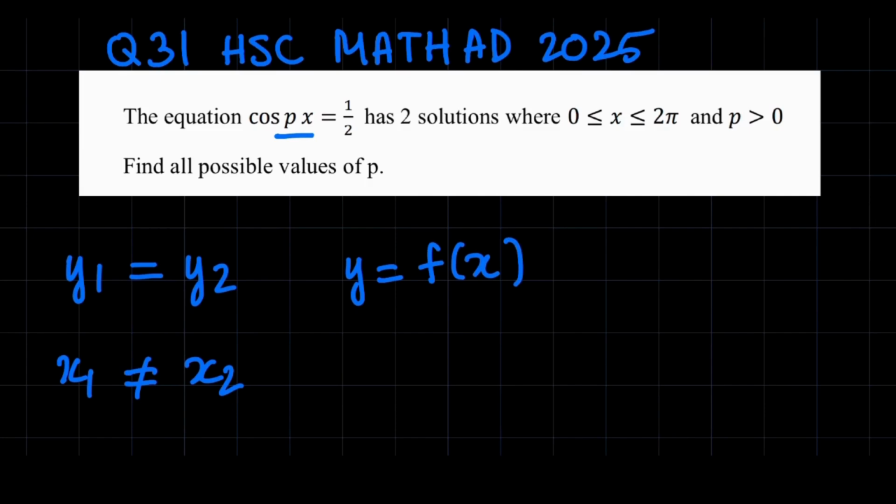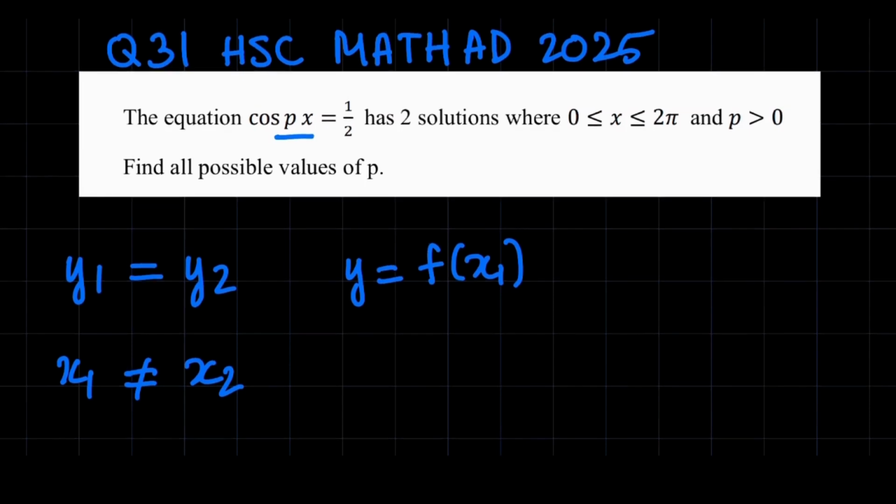And we want to call this x, x1, to indicate that this is the original x coordinate. To see the effect of a transformation on the x values, we want to rearrange this equation to make x the subject. So applying inverse operation, we can write x1 equals the inverse function of y.